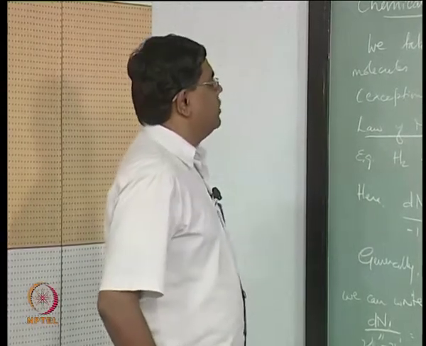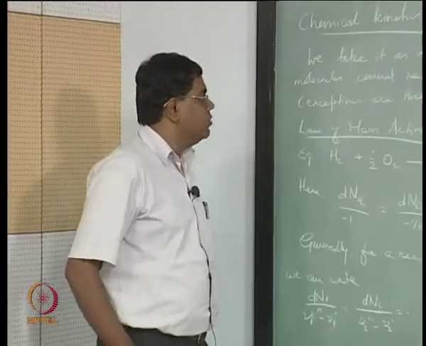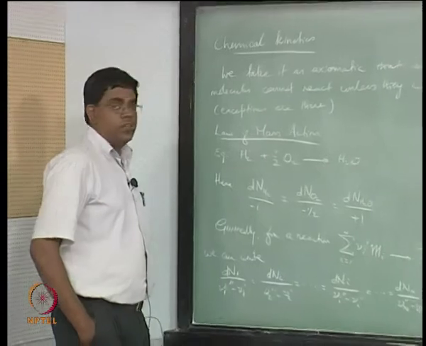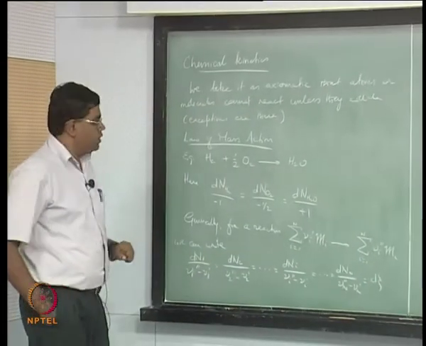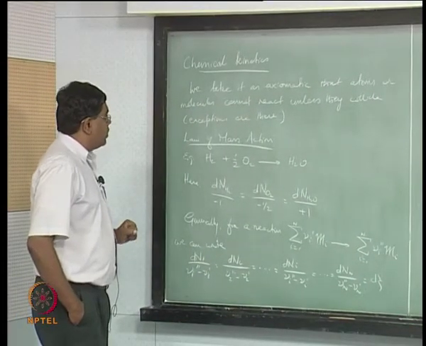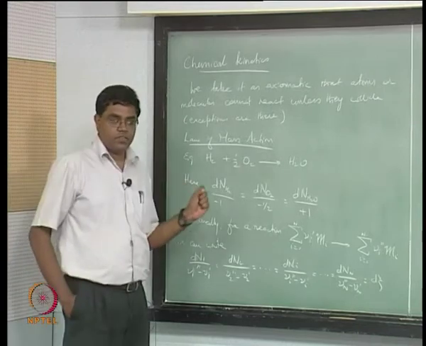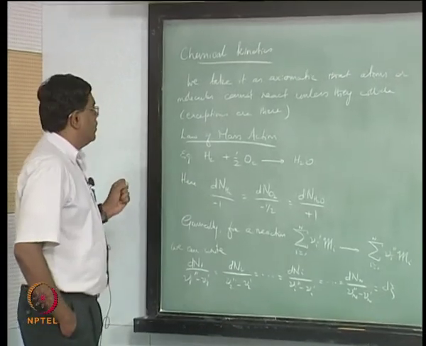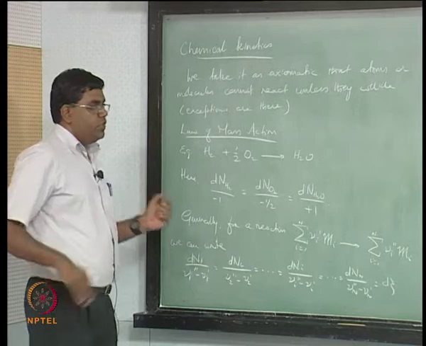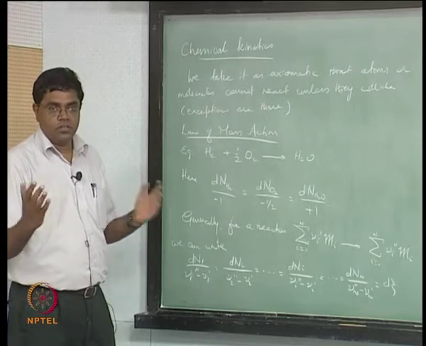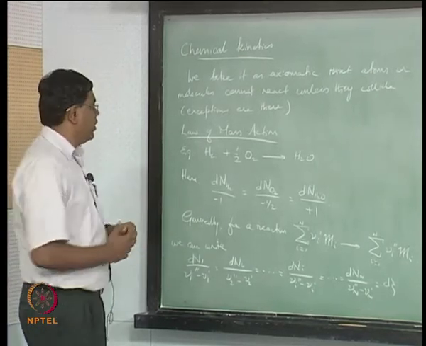We take it as axiomatic that atoms and molecules cannot react unless they collide with each other. And we are primarily looking at chemical reactions. We try to emphasize this all the time. So essentially we are looking at electronic exchanges and not going all the way down to the nuclei.